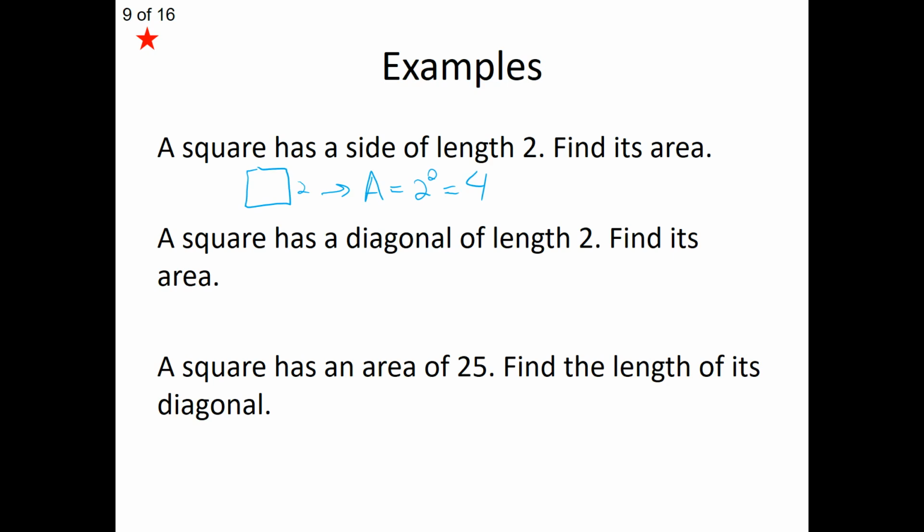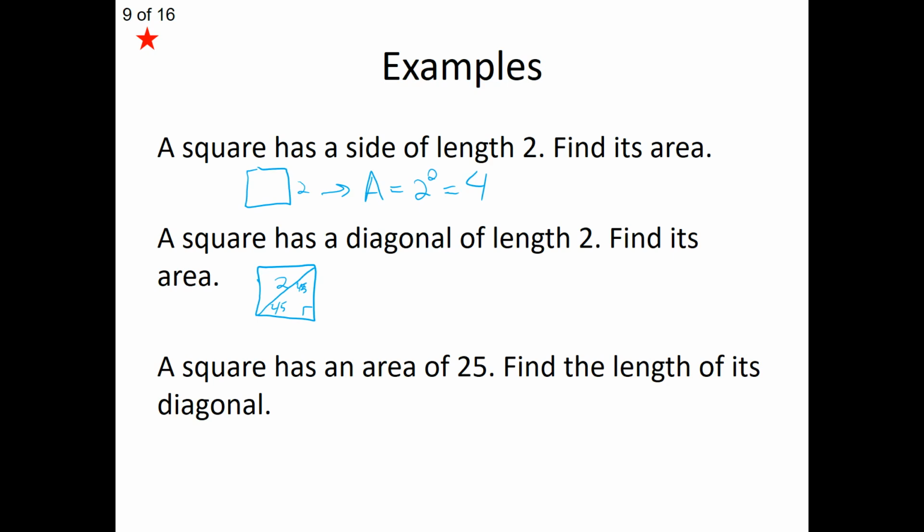Now let's move on to our second example. A square has a diagonal of length 2. Find its area. So our diagram changes a little bit. I can't place the 2 on the side of our square, but I can place the 2 on the diagonal of our square. Now remember, diagonals are really important to us in squares because diagonals bisect the opposite angles, which then means we are dealing with a 45, 45, 90 right triangle. So we have to recall our information about the 45, 45, 90.